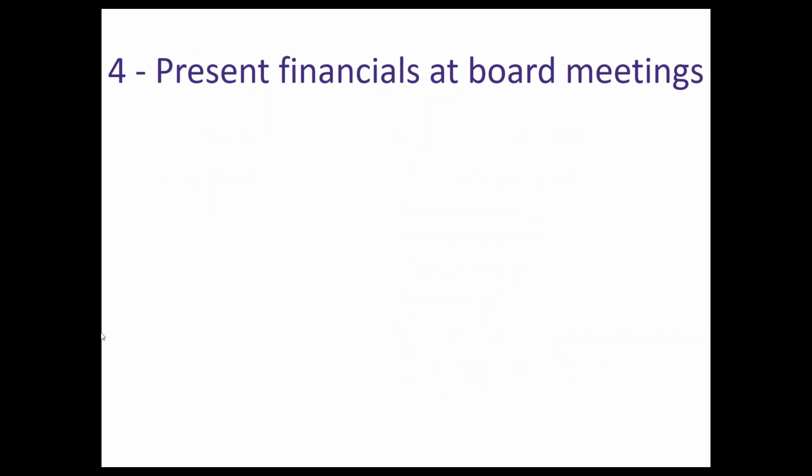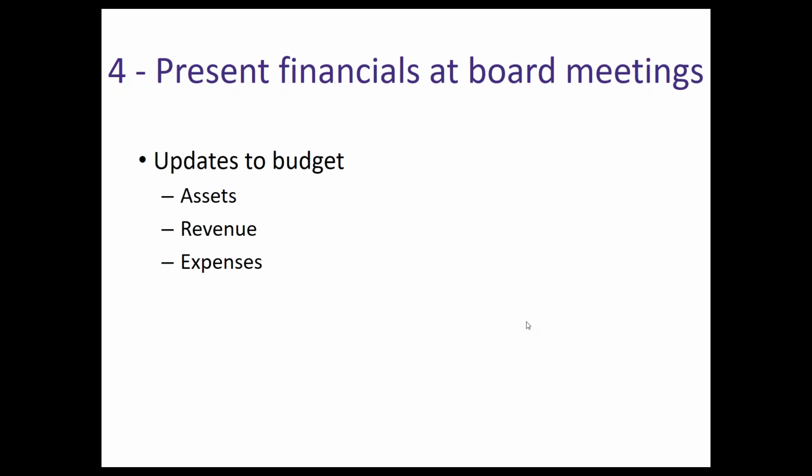Which brings us to number 4 within our scope of responsibilities, which is to present financials at every board meeting. This doesn't have to be a big to-do. Really, you're just talking about updates to your budget. So any assets, revenue, and expenses since the last meeting, so that everyone is on the same page. They can see, this is where we are at with this initiative. This is how much money we spent.